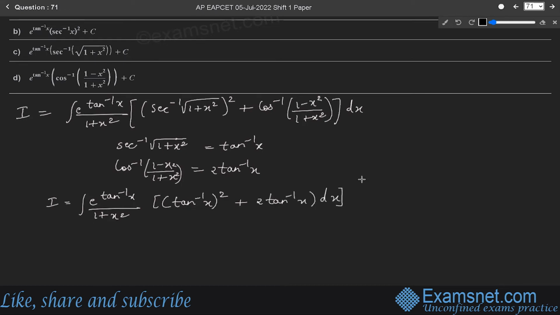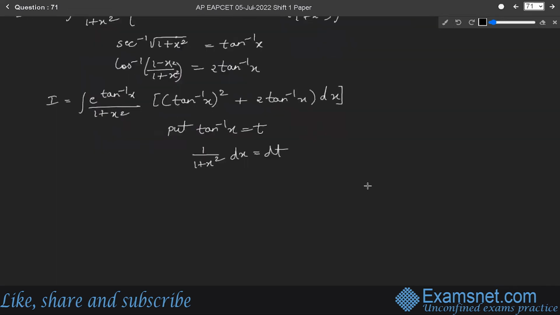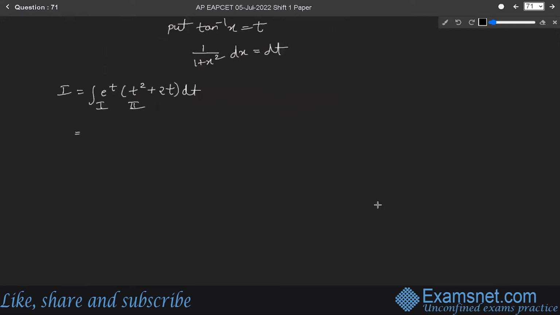Now put tan inverse x is equal to t. Therefore, 1 upon 1 plus x square dx is equal to dt. Now, again substituting these values here, I will be equal to integral of e to the power t into t square plus 2t dt. Let this be first and let this be second. On further integrating it, this will be equal to t square plus 2t into e power t minus integral of 2t plus 2 into e to the power t into dt.